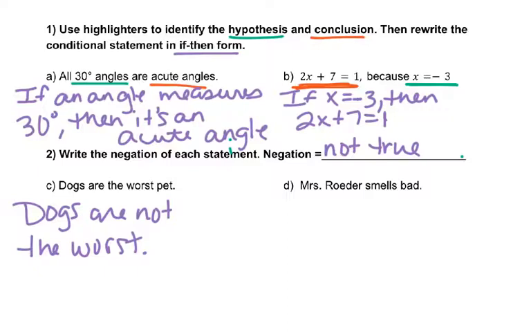So Mrs. Roeder smells bad. So this would be Mrs. Roeder does not smell bad.